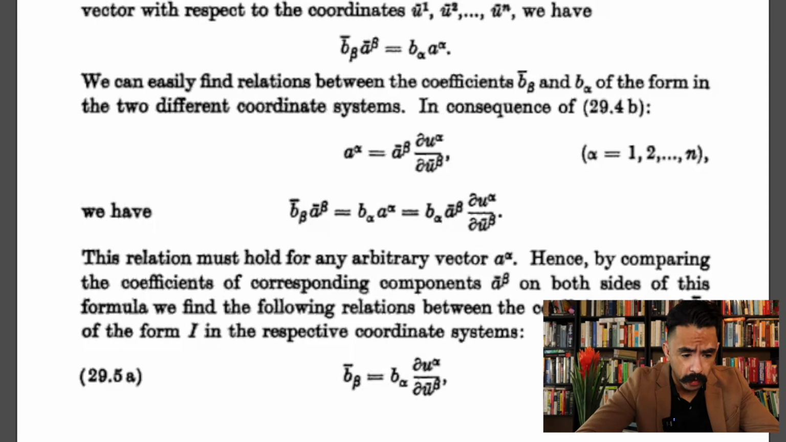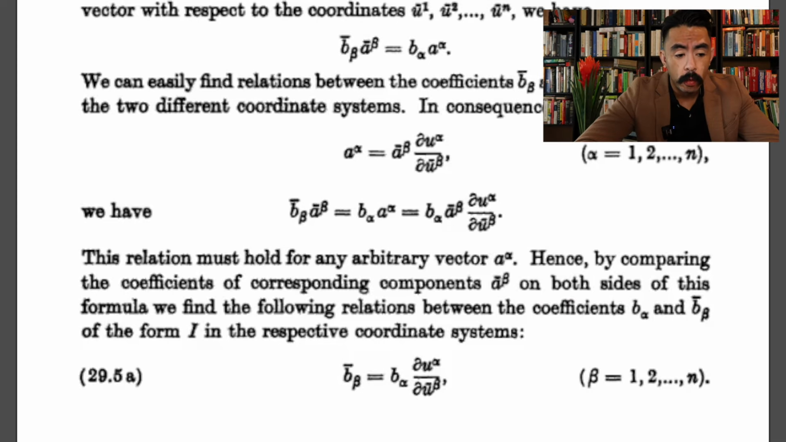This relation must hold for any arbitrary vector a alpha. Hence, by comparing the coefficients of corresponding components a over bar beta on both sides of this formula, we find the following relations between coefficients b alpha and b over bar beta of the form capital I in the respective coordinate systems. B over bar sub beta equals b sub alpha times partial u alpha partial u over bar beta, where beta is 1 through n.